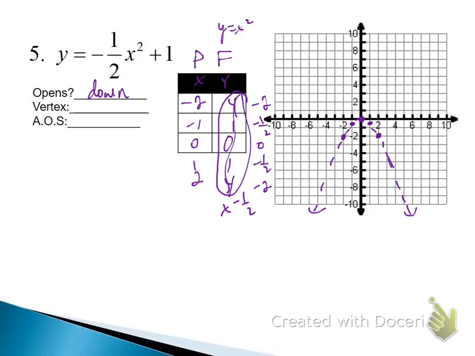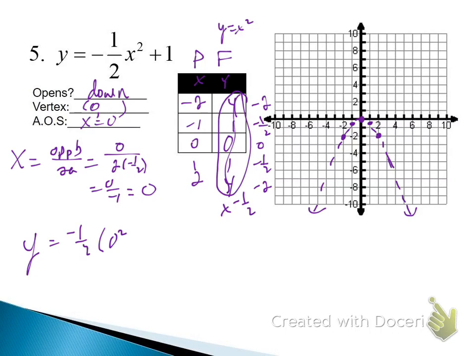Okay? The vertex you should have found by doing your opposite b over 2a. B here again was 0. A is negative 1/2, so we get 0 over negative 1, or just 0. So the axis of symmetry is x equals 0. The vertex is 0, comma. Plug in 0 for x. Makes this pretty easy. This is 0 plus 1, or just 1. And so we get 1 here. All right, so that means that our new vertex is at 0, comma 1.